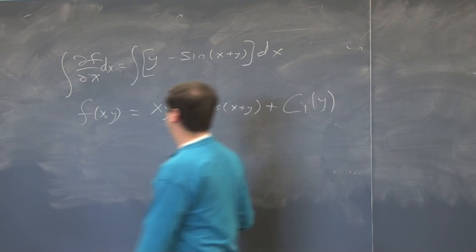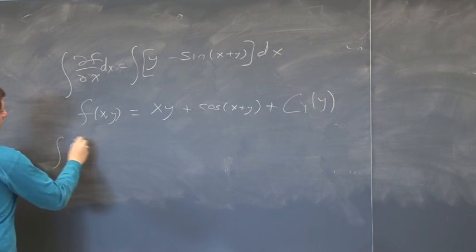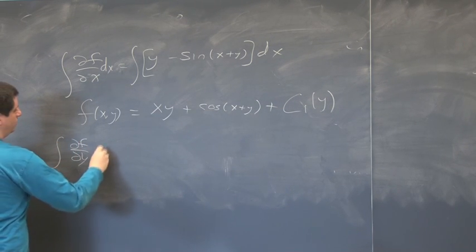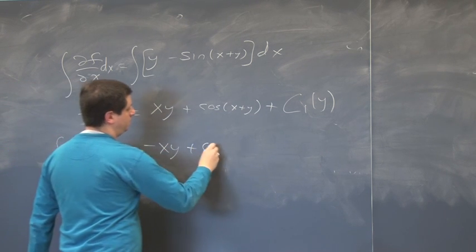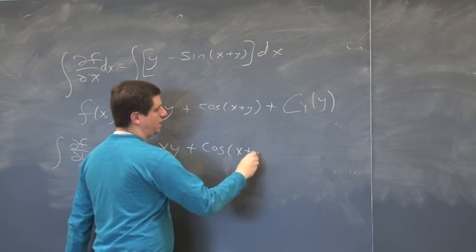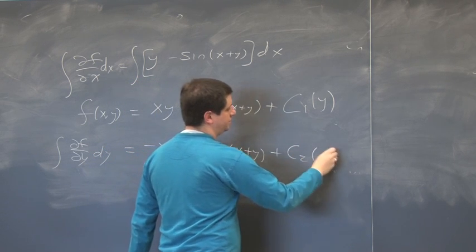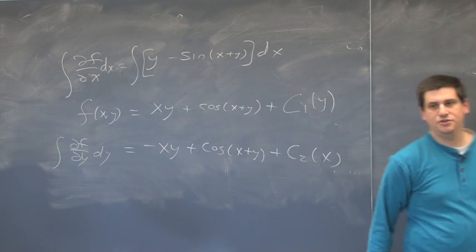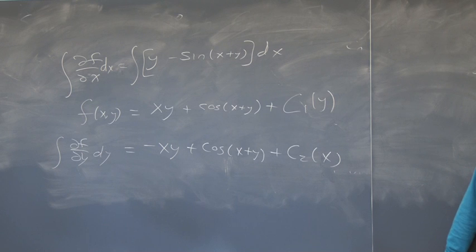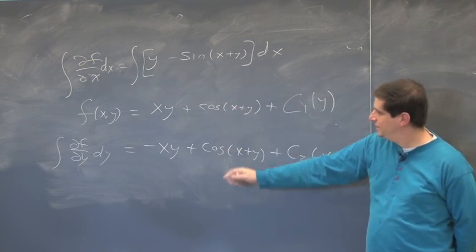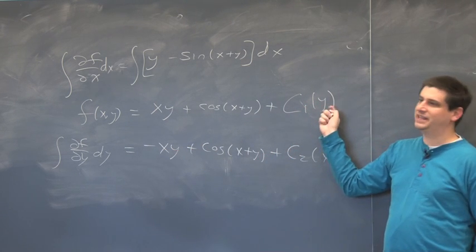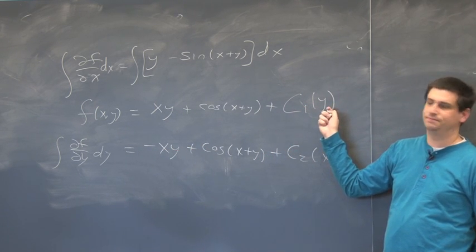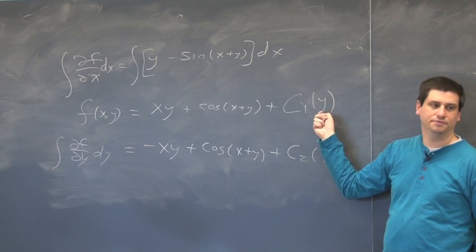And similarly, if I look at the integral of df dy with respect to y, I would get negative xy plus cosine x plus y plus c2 of x. And then there's no choice of c1 and c2 such that these are equal. They have the same cosine term, that's great. They differ by a 2xy. And I can't get this to become 2xy. I can only have this become 2y.